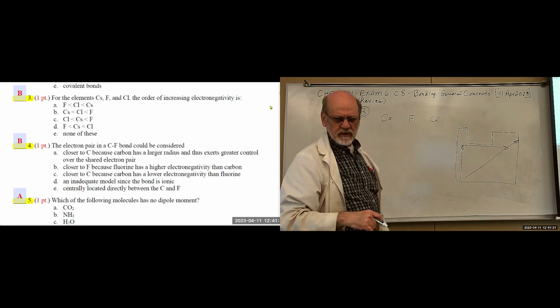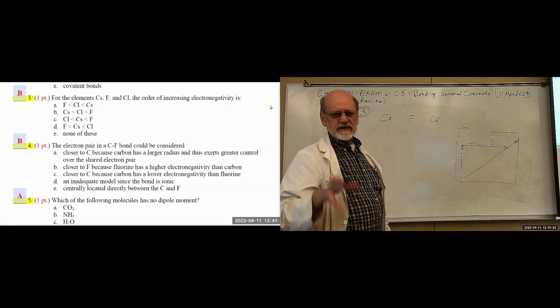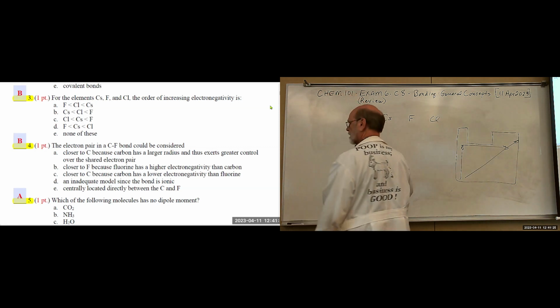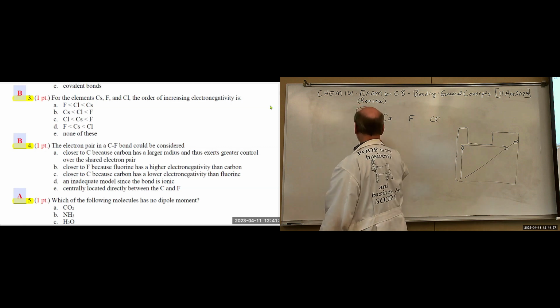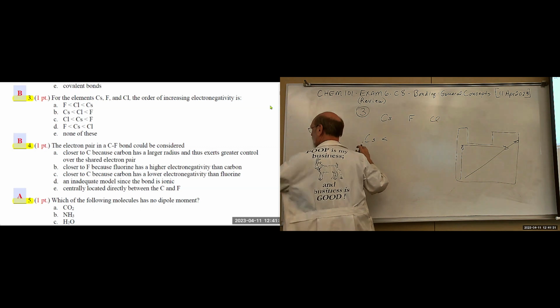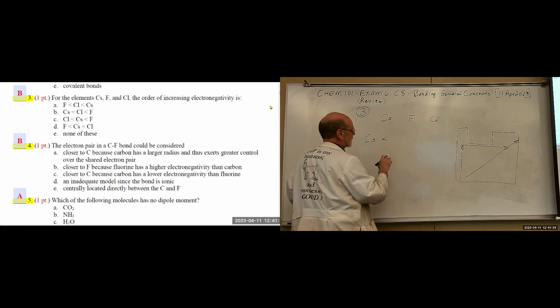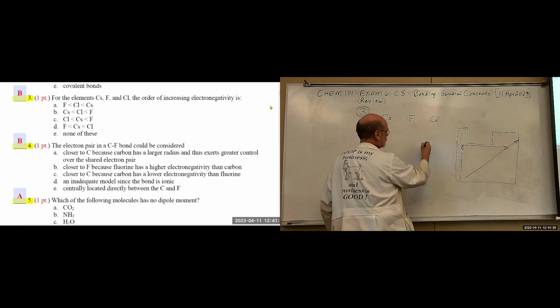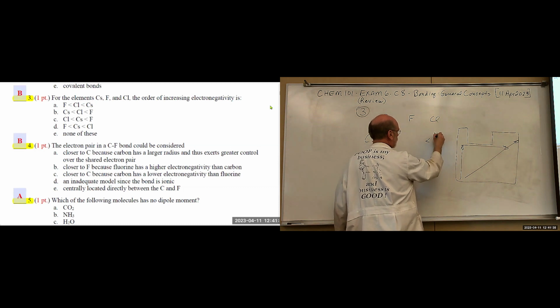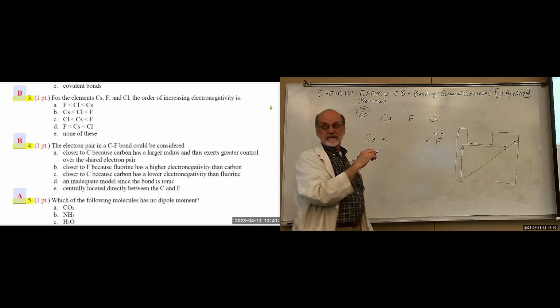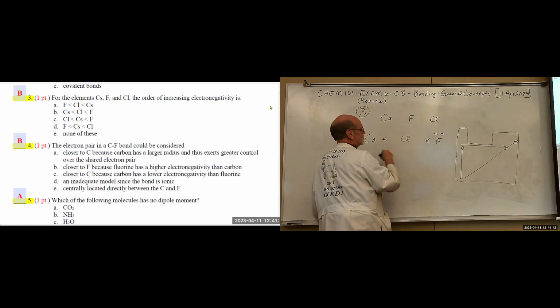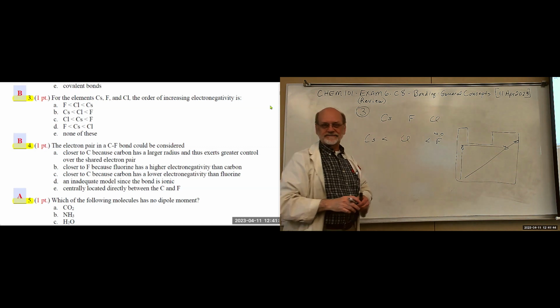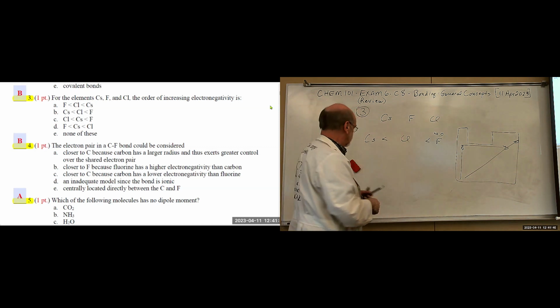If we've got to put them in order of increasing electronegativity, this has got to be the least one, right? Something's going to be bigger than that one because it's way down in the lower left-hand corner. And then we know fluorine is the largest one at 4.0 on the Pauling scale. So it has to be it. B.